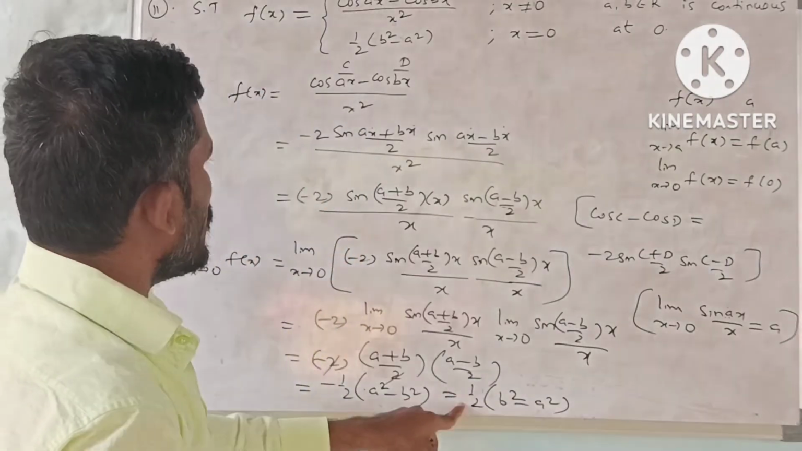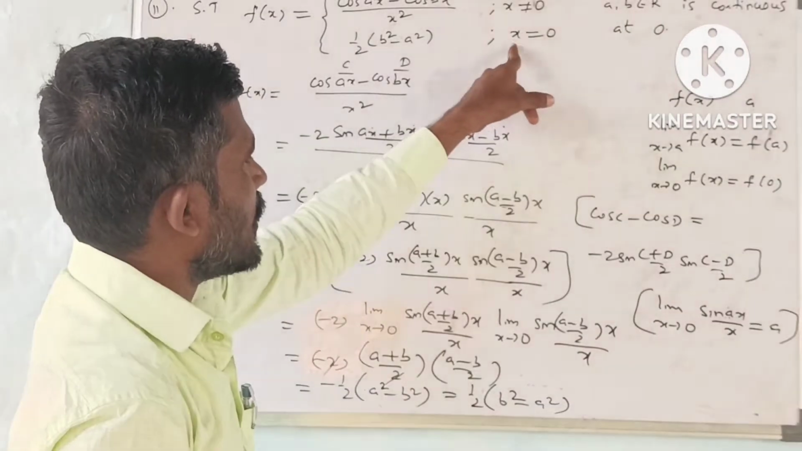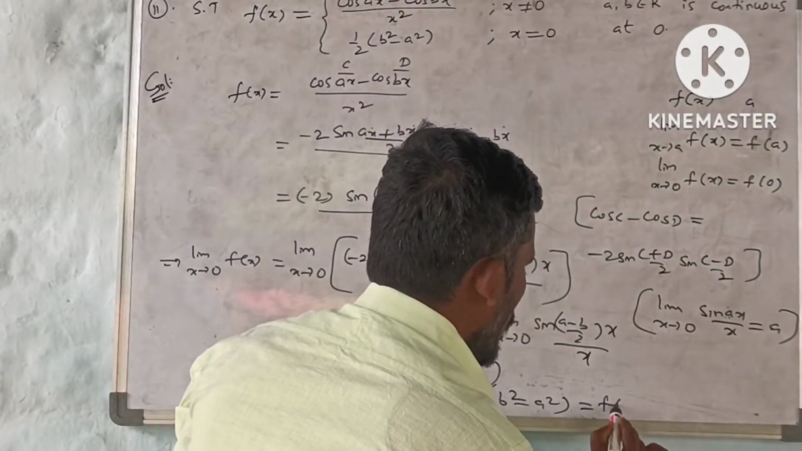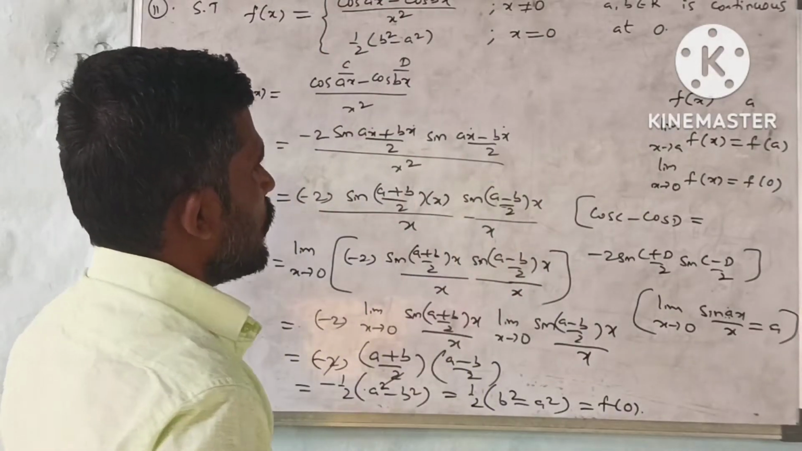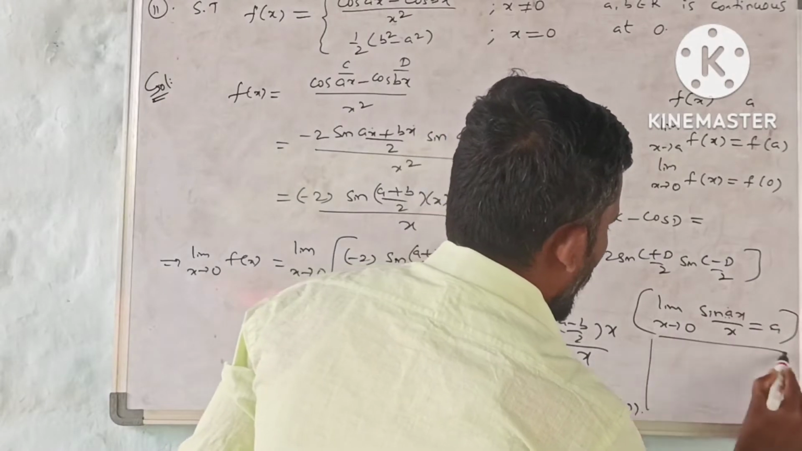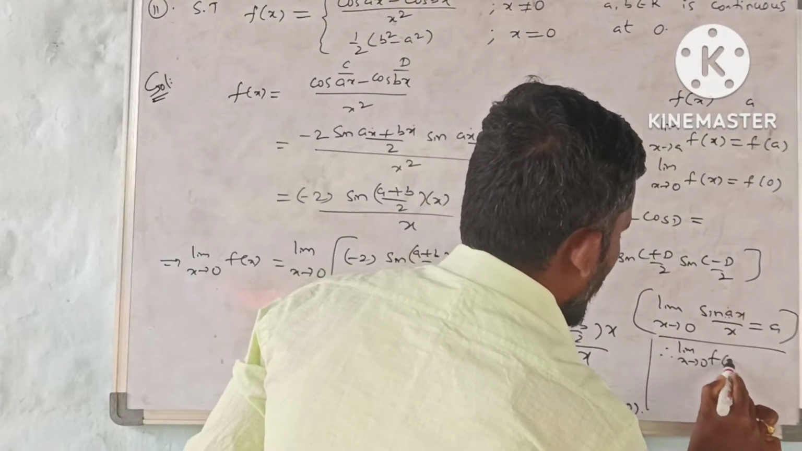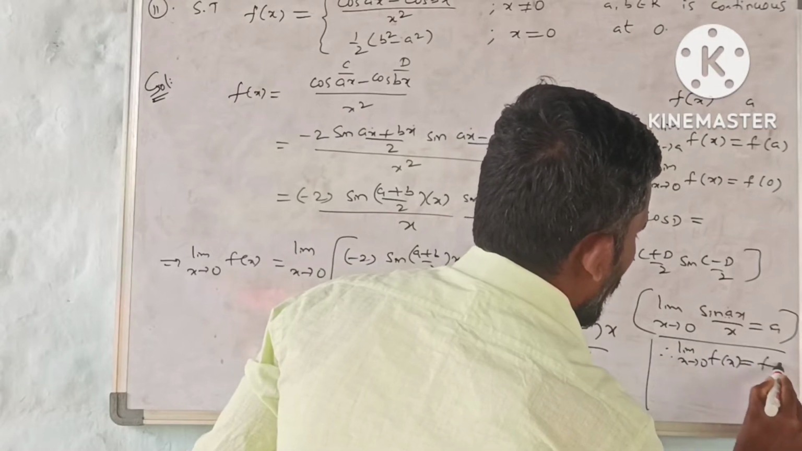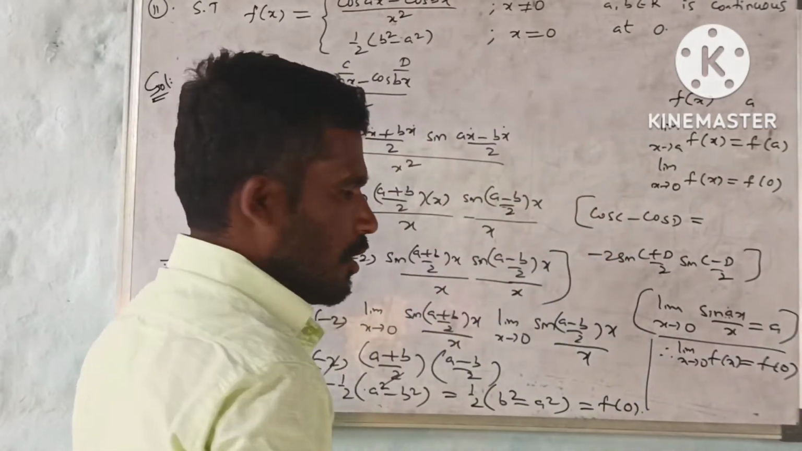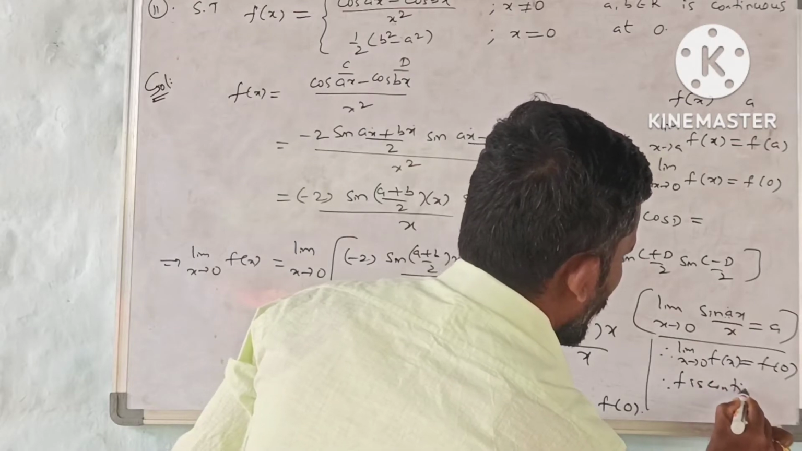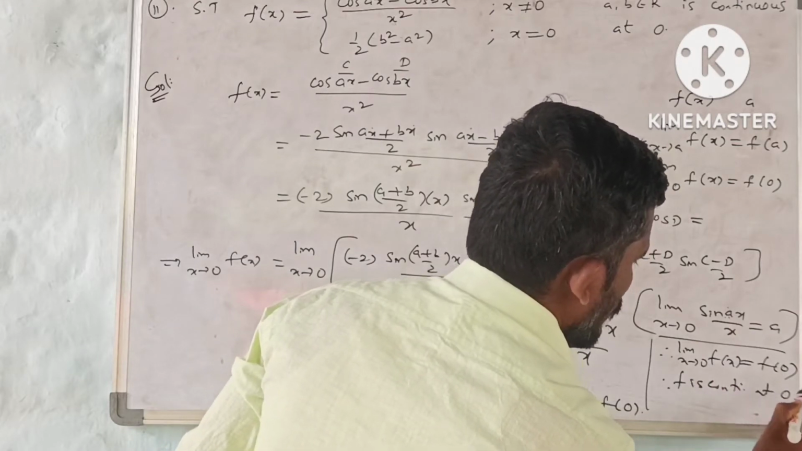See this is nothing but here only f of 0, at x equal to 0 it is given. So therefore this is nothing but here f of 0. So therefore limit x tends to 0 f of x, what you got here is f of 0. So therefore f is continuous function at 0.